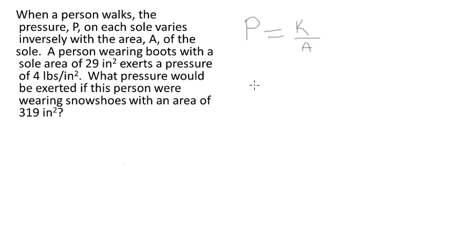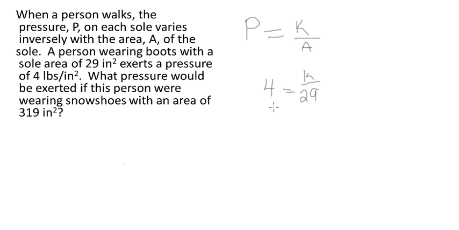Now, from our second sentence, we should get values to substitute for both P and A so that we can solve for K. So it says, a person wearing boots with a sole area of 29 inches squared. Well, that is an area, so I put the 29 in for the A. In the second step, I'm finding K. Exerts a pressure of 4 pounds per inch squared. So for the pressure value, I put the P.